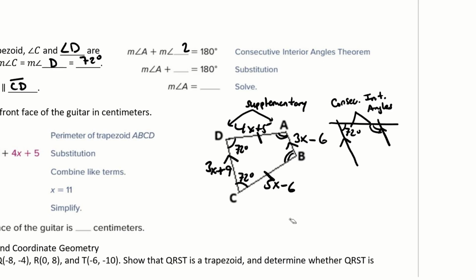Oops, this should say angle D. Sorry about that. Now we're going to make a substitution. Replace that with 72 degrees. Then we're going to subtract 72 on both sides. So 180 minus 72 gives us 108 degrees. All right, so that takes care of part B.